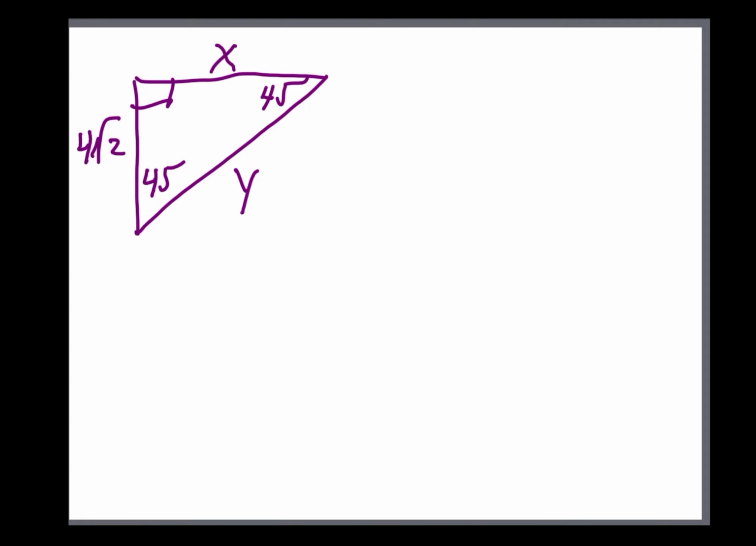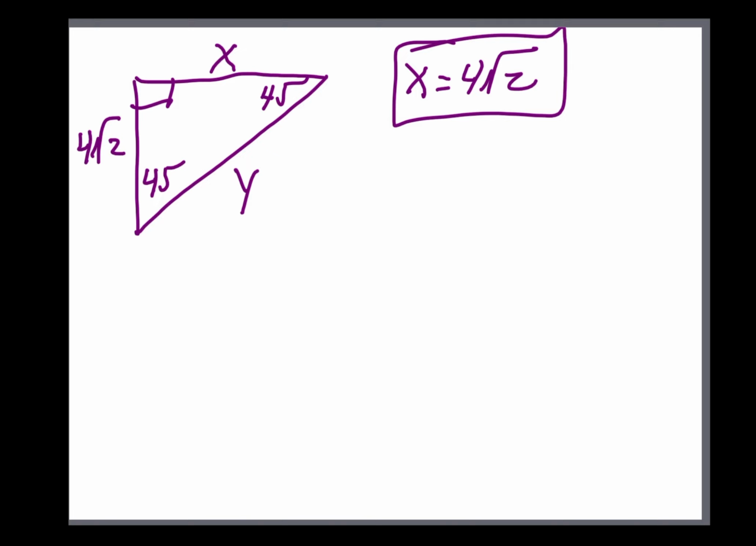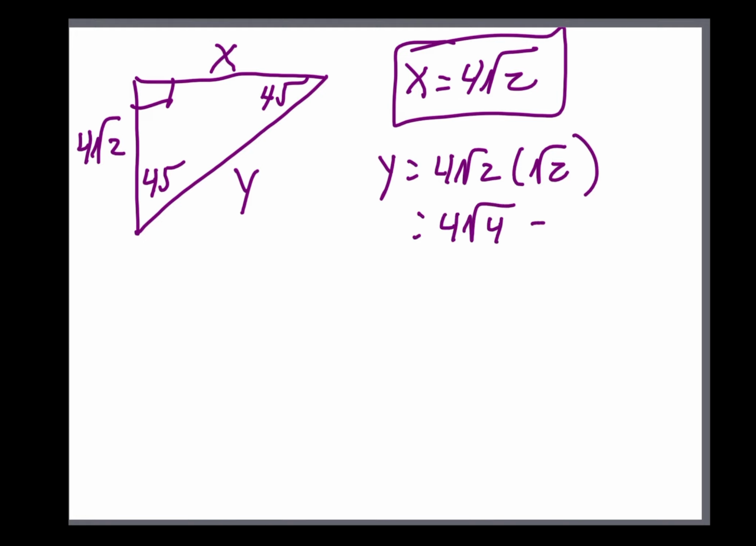It's n times the square root of 2, so our n value is 4 radical 2. That means x has to equal 4 radical 2, since it's opposite the 45, so we're done with that one. The y value is going to be n times the square root of 2, the length of the leg times the square root of 2. So y equals 4 radical 2 times radical 2, which is 4 radical 4, which is just 8. So the length of that side is 8.